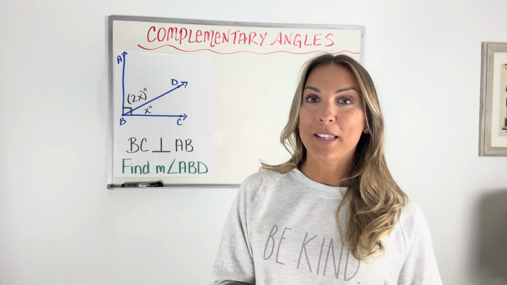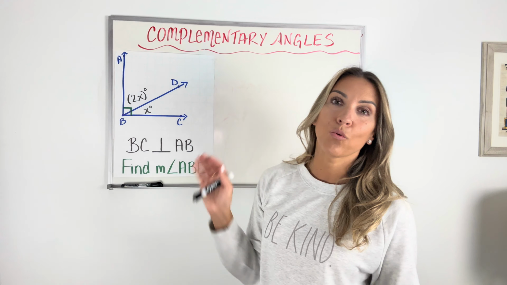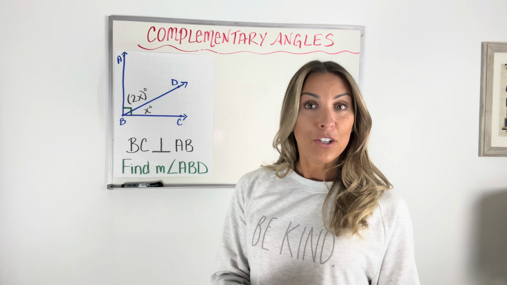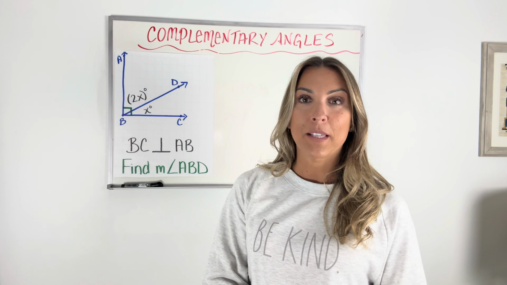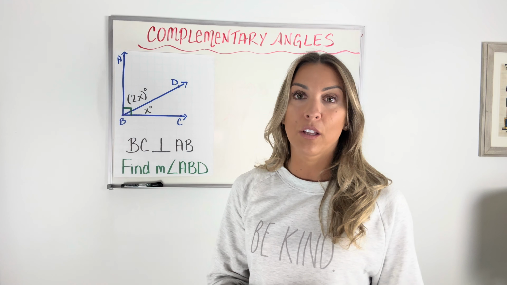Let's learn how to do problems that involve complementary angles. Complementary angles are angles whose sum is 90 degrees. So when I add them up, I get 90 degrees. The issue is that a lot of times when you're dealing with problems that have complementary angles, the problem will not tell you that they're complementary. So you have to look for some signs.